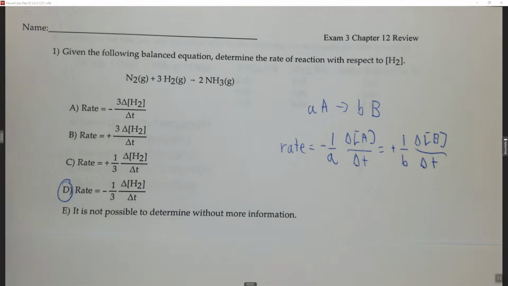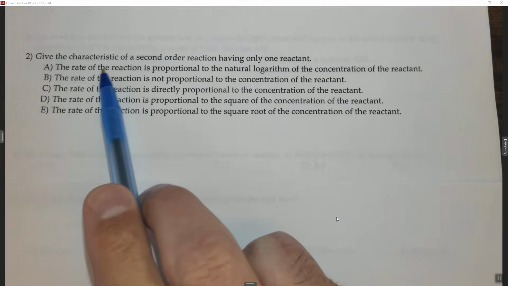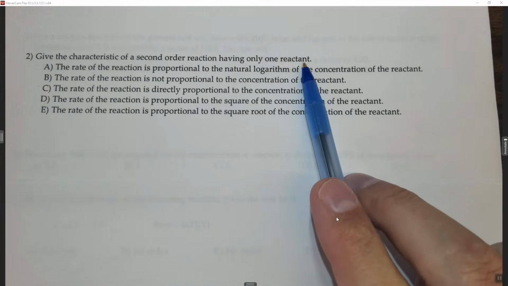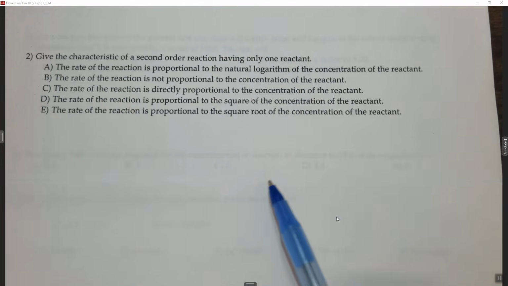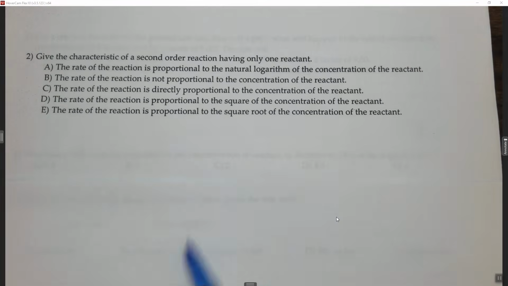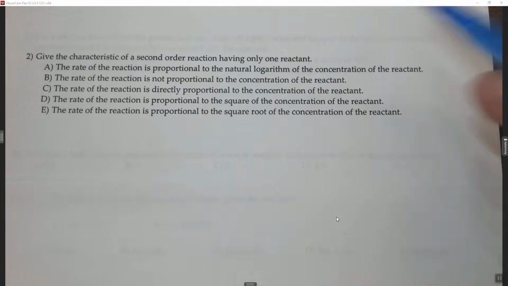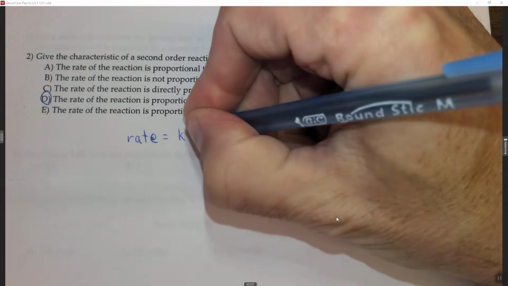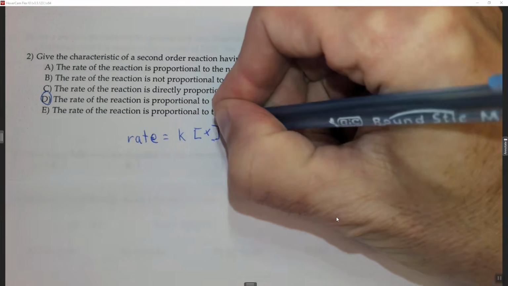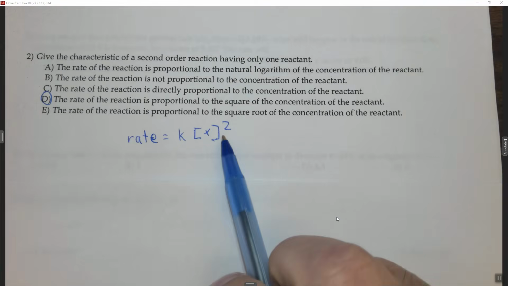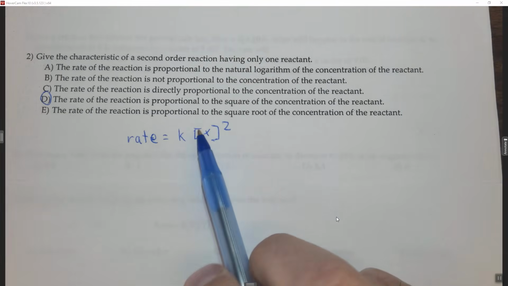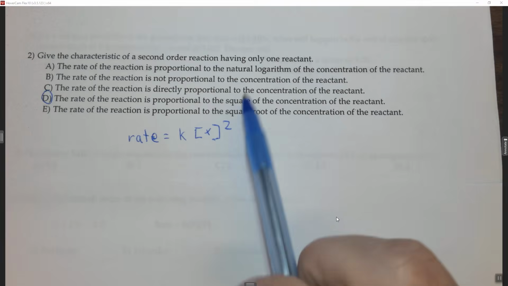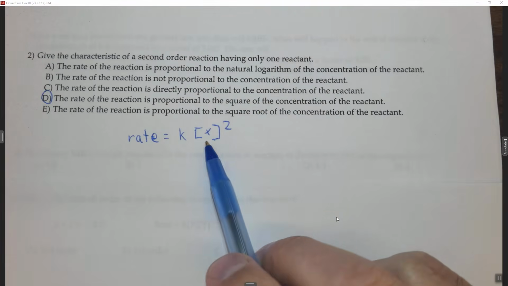All right, it says, give the characteristic of a second order reaction having only one reactant. So if it's a second order reaction, the rate of the reaction is proportional to the square of the concentration of the reactant. Remember that in the rate laws, rate equals k, we'll call this reactant X, although X doesn't of course really exist, concentration of X squared. Because it's a second order reaction, it's squared with respect to X. Since it's only having one reactant, we know that it's squared with respect to X.